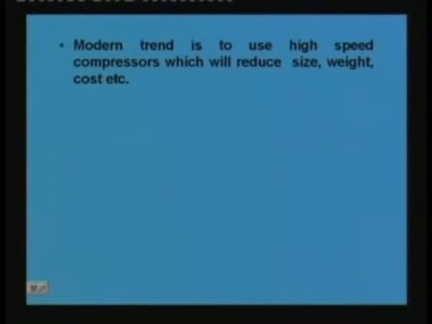And nowadays the modern trend is to use high speed compressors. What is the advantage of using high speed compressors? From the expression for swept volume rate, that means the displacement rate of the compressor, we know that the swept volume is directly proportional to the speed of the compressor. So when you increase the speed, the required swept volume becomes small. It has many benefits. Once the required swept volume becomes small, the compressor becomes very compact. That means its size becomes small, its weight becomes small, and its cost also becomes small. So there are a host of advantages when you go for high speed compressors. That is the reason why the modern trend is to go for as high a speed as possible.